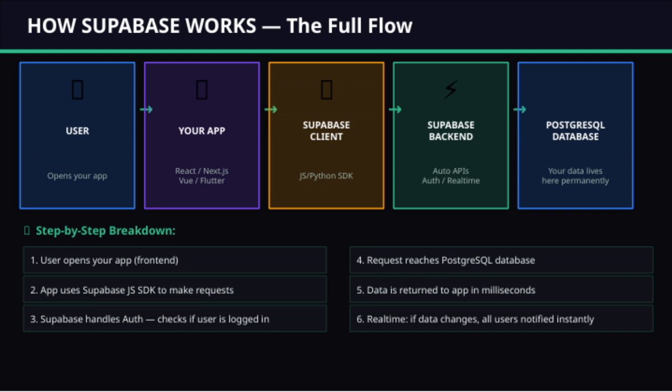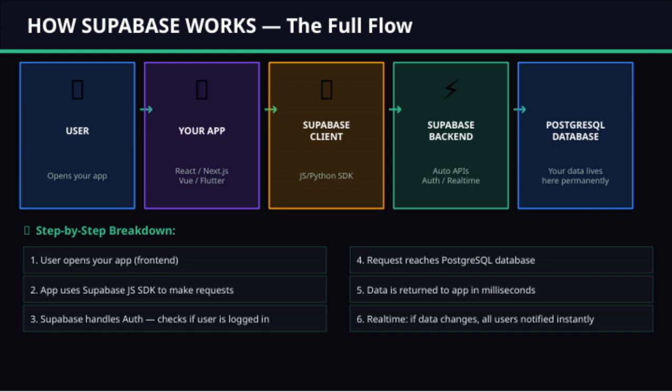Once authentication is verified, the request reaches the PostgreSQL database, where your data is stored permanently. When data is requested, it's returned to the app in just milliseconds, ensuring a smooth user experience. And if any data changes happen, say, another user updates information, Supabase's real-time features notify all connected users instantly. This keeps everyone on the same page without needing to refresh or manually check for updates.